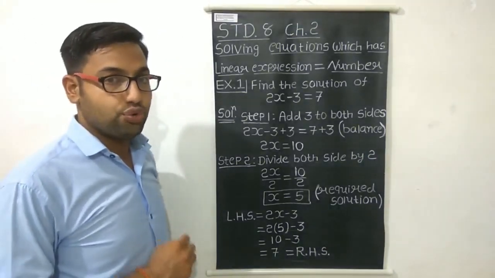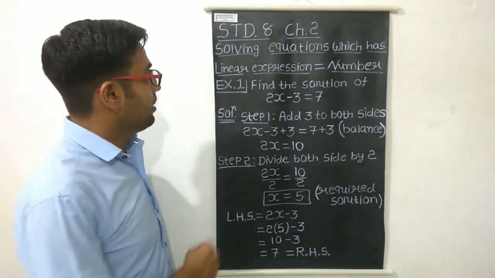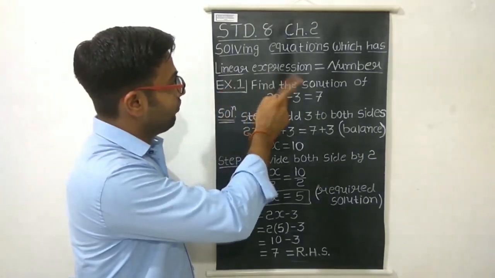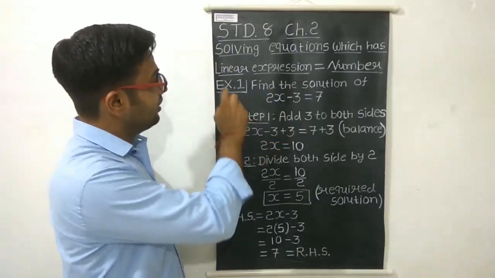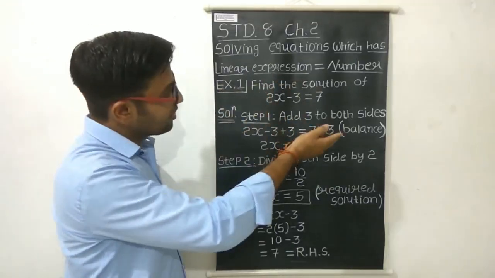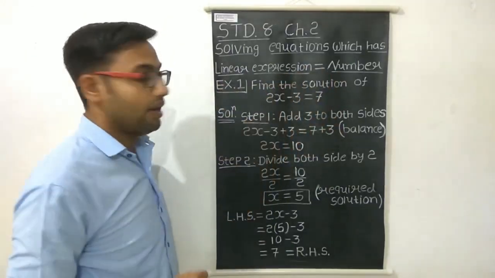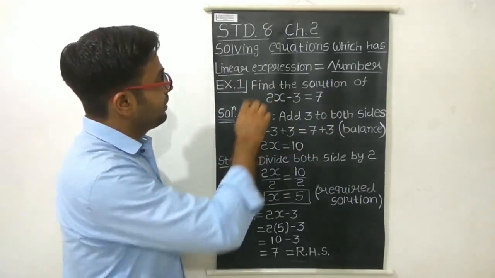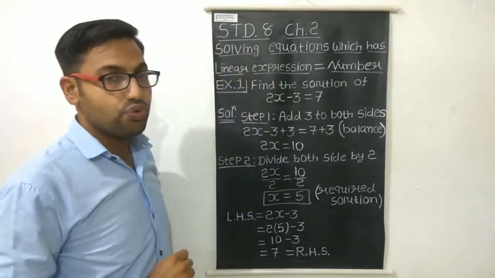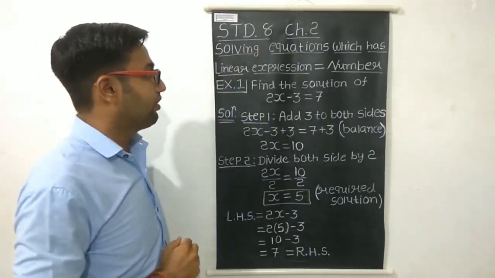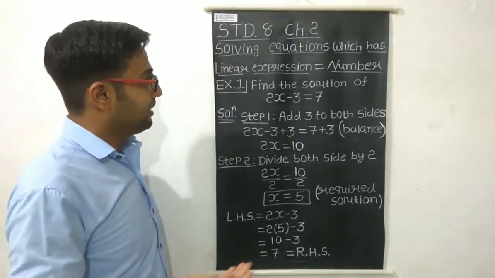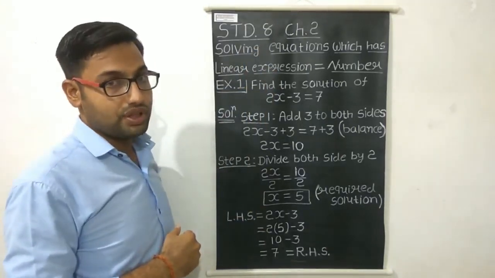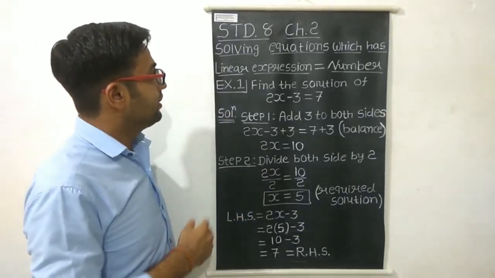Hello students, today we will study solving equations which have a linear expression on one side and a number on the other side. This is the topic of standard 8, chapter number 2, linear equations in one variable. In the previous class we studied the introduction of the chapter.